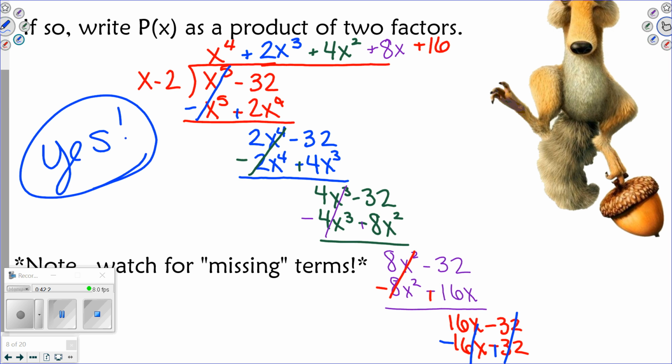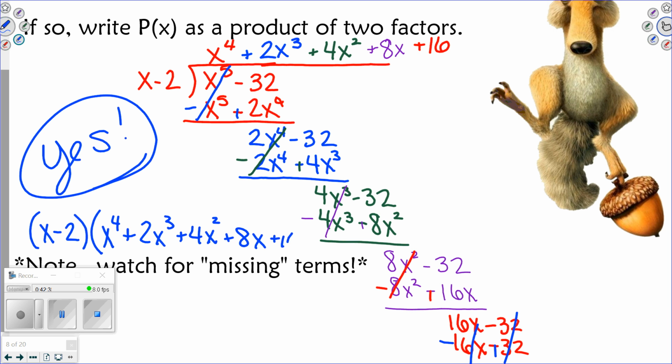If so, write it as a product of two factors. Because that means x minus 2 times x to the fourth plus 2x cubed plus 4x squared plus 8x plus 16 will give you x to the fifth minus 32.